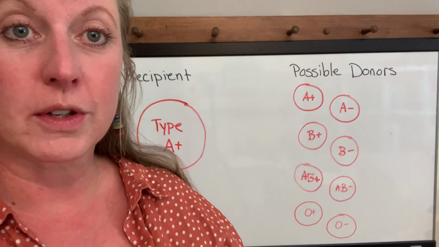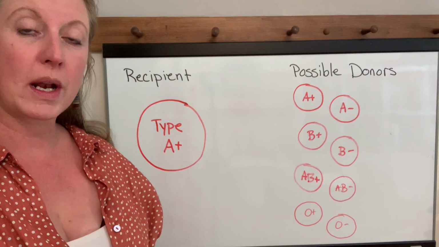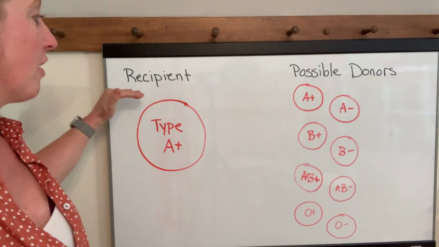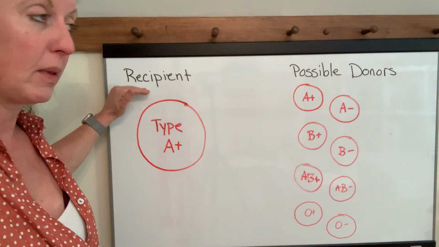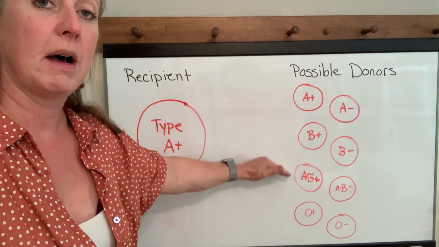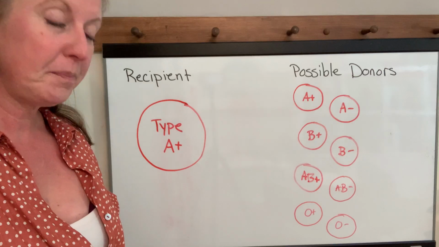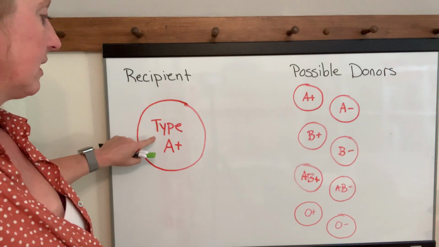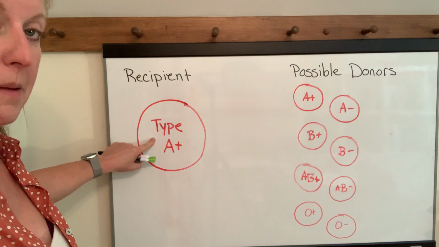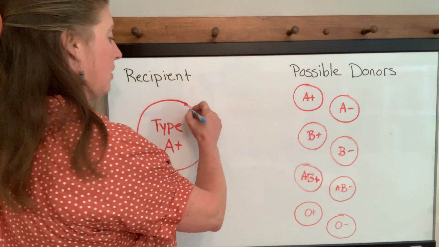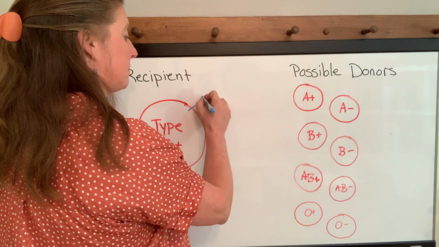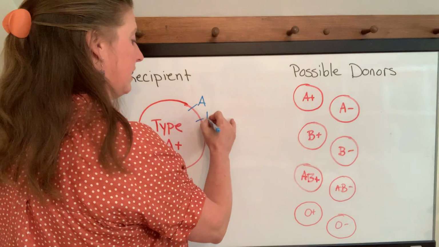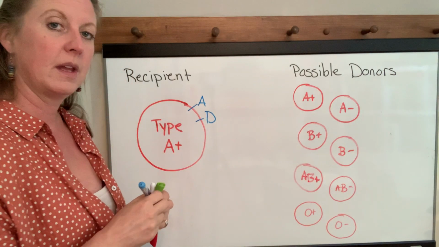Okay, let's continue with transfusion reactions and look at what happens when we give a recipient, someone who's in need of blood, any one of the possible blood types. So to begin with, let's take a look at our recipient who has type A positive blood. And recall that A positive blood means that this person has an A antigen and a D antigen.